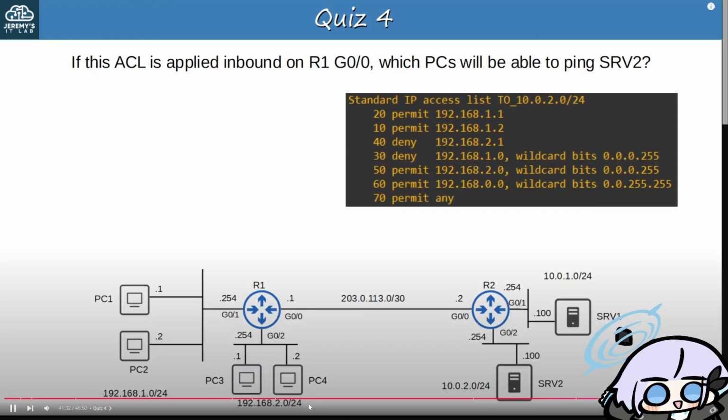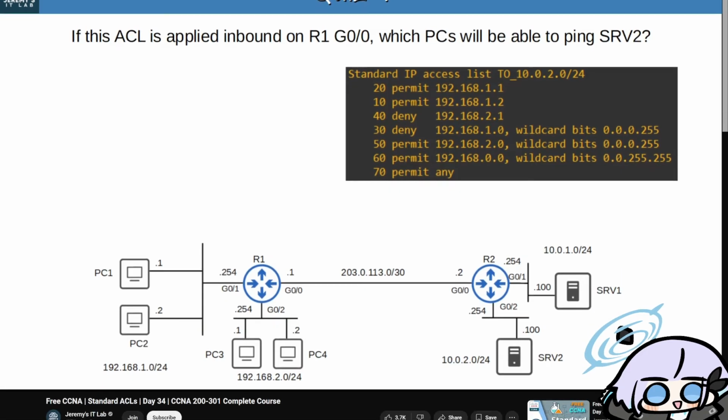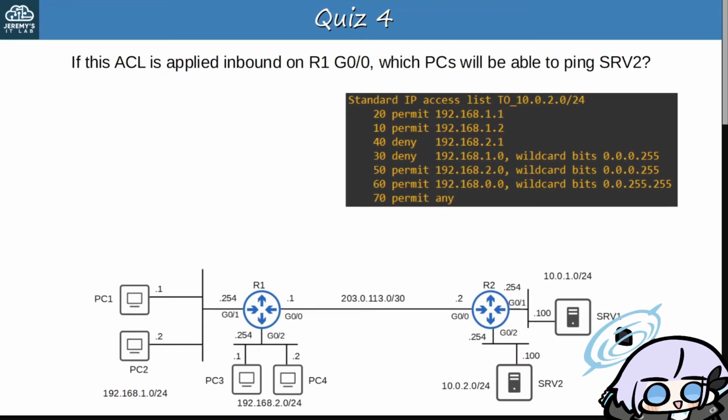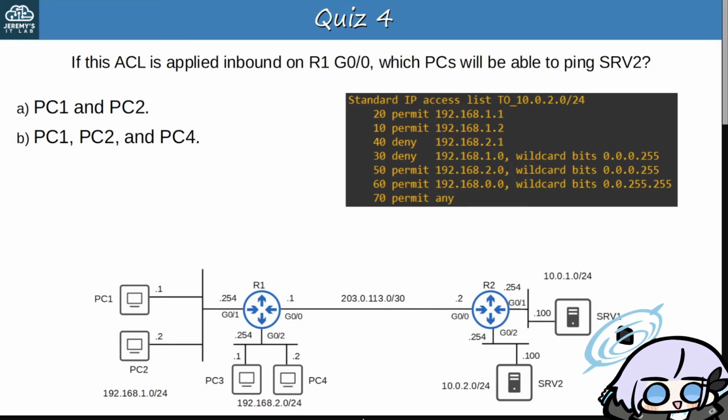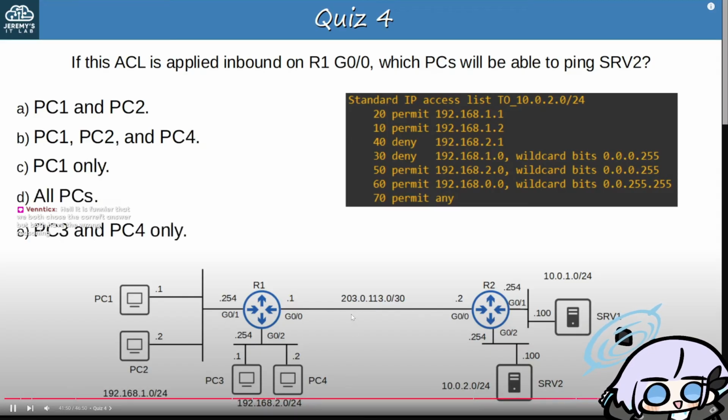If this ACL is applied inbound on R1G00, which PCs will be able to ping server 2? A. PC1 and PC2. B. PC1, PC2, and PC4. C. PC1 only. D. All PCs. Or E. PC3 and PC4 only. Pause the video to think about your answer.